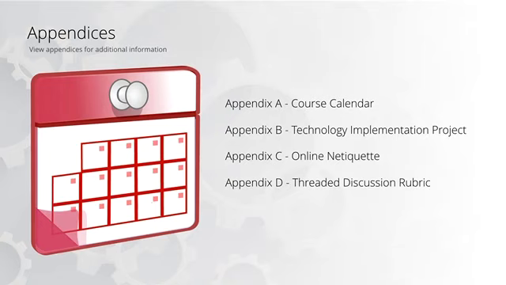Appendix B includes a description of your technology implementation project and the assessment rubric, and this should be something that you begin working on early as it will take some time to complete. In Appendix C, you'll find the rules of online etiquette, so be sure you're familiar with those. And Appendix D is the threaded discussion assessment rubric. Read through that so you'll know what the expectations are for your threaded discussions.